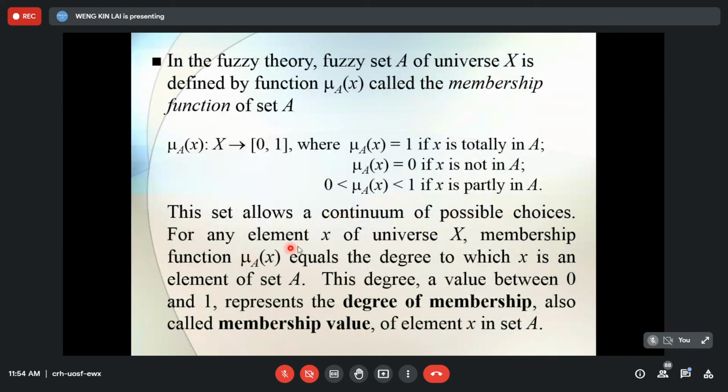And for any element x of universe X, the membership function mu A equals the degree to which x is an element of set A. So this degree, or value between 0 and 1, represents the degree of membership, also called the membership value, of the element x in the set A.